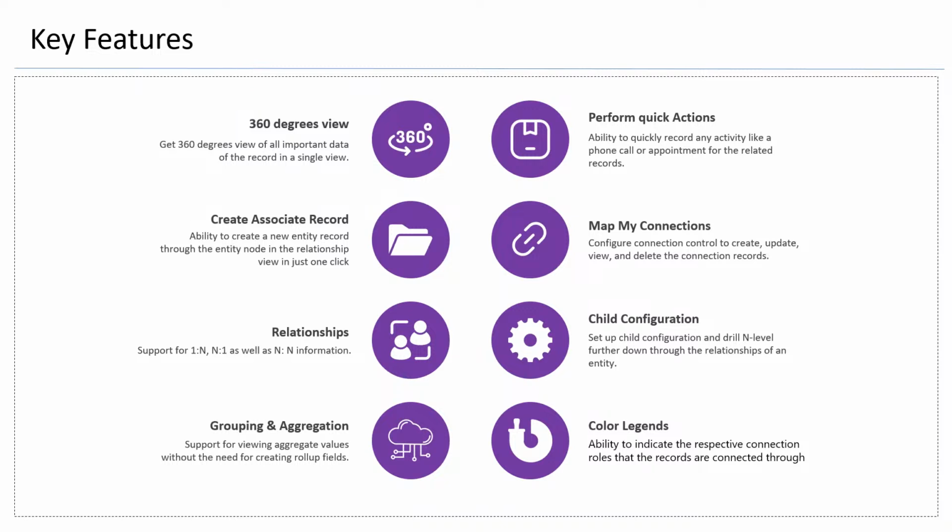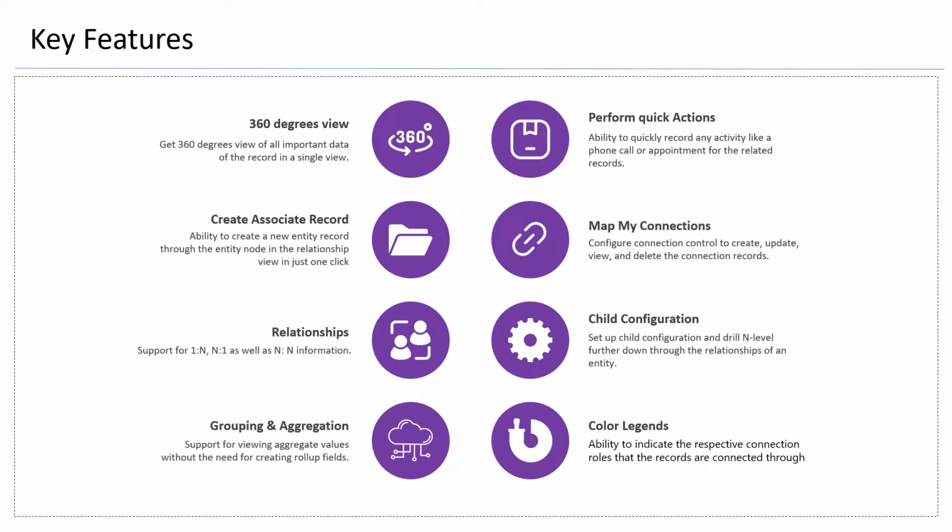Similar to Map My Relationship control, we do have another control that is specially designed to show, create, and delete the connections of the records in both grid as well as the relationship view. Our tool supports the visualization of one-to-many, many-to-many, and many-to-one relationships. In addition, it allows you to drill n levels down through the relationships to see the respective associated records of one entity under another entity.